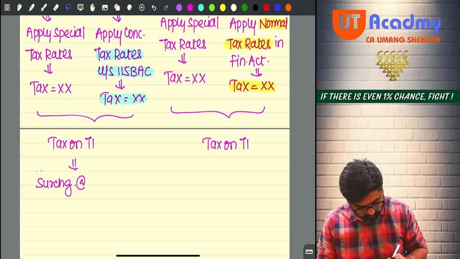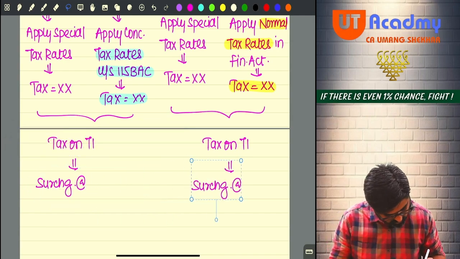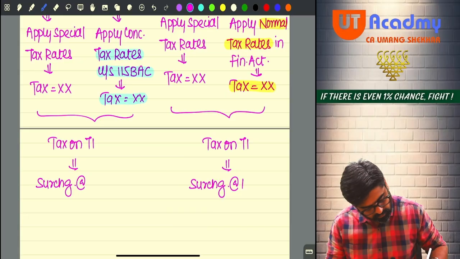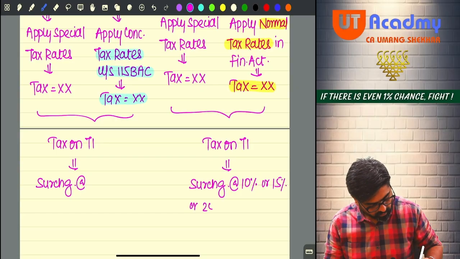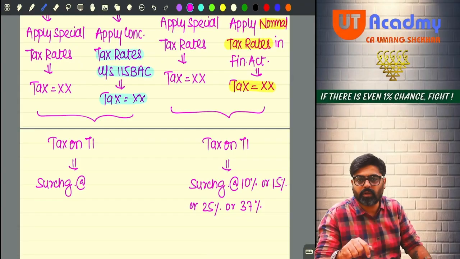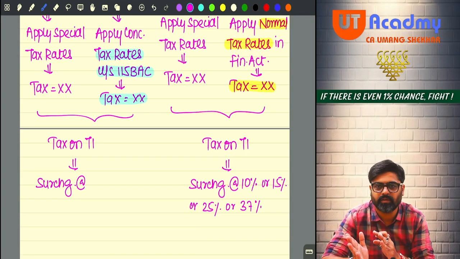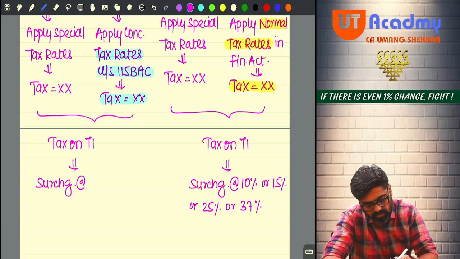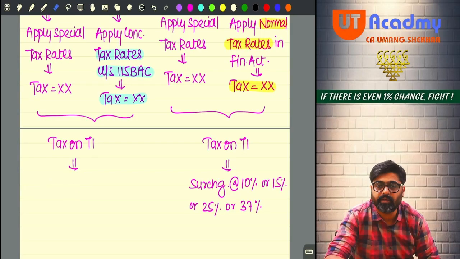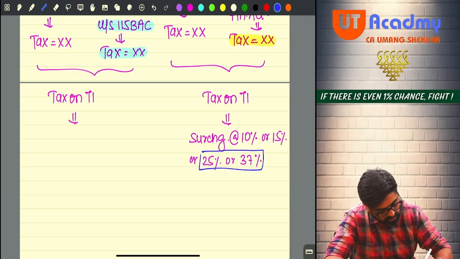Surcharge at what rate? See, we usually apply surcharge at the rate of 10% or 15% or 25% or 37%, depending on how much the total income is. Yes or no? Right now I am doing a comparison between normal and 115 BSE, so you will come to know where you are supposed to do what. So surcharge will be 10%, 15%, 25% or 37%. And do you know that this 25% and 37% is a higher rate of surcharge?